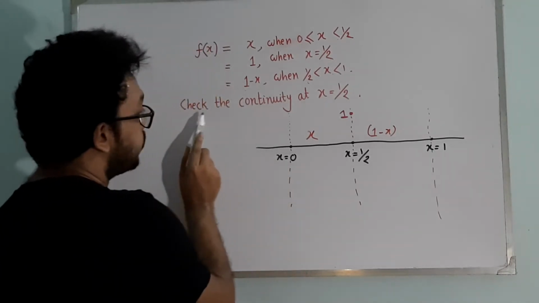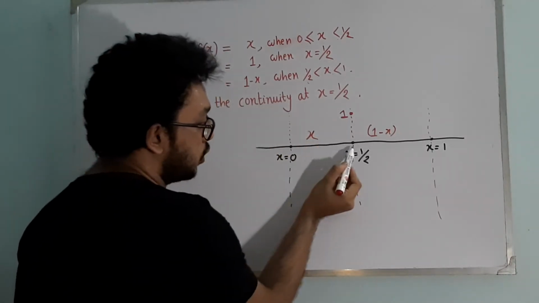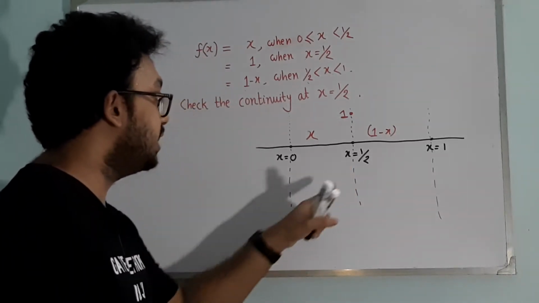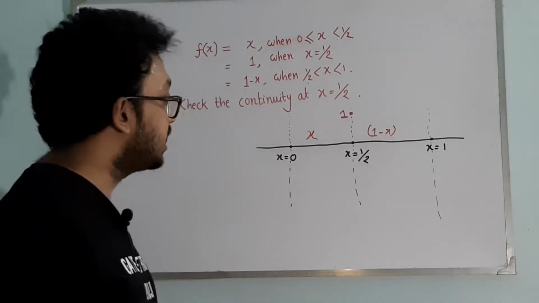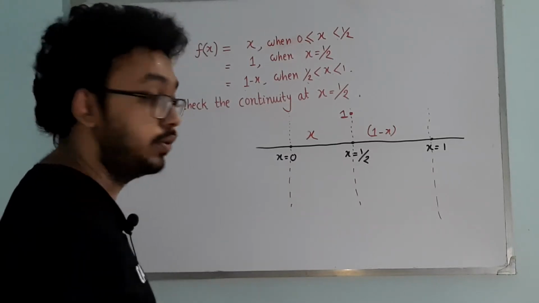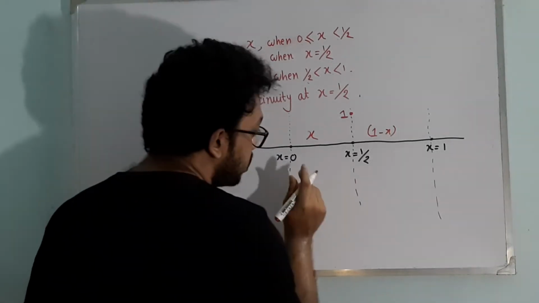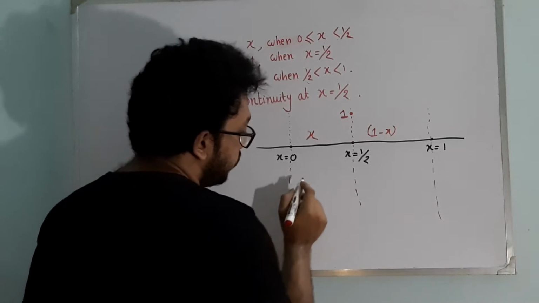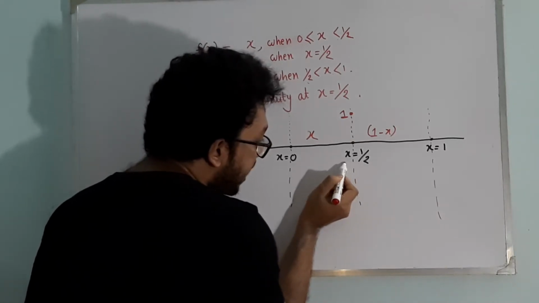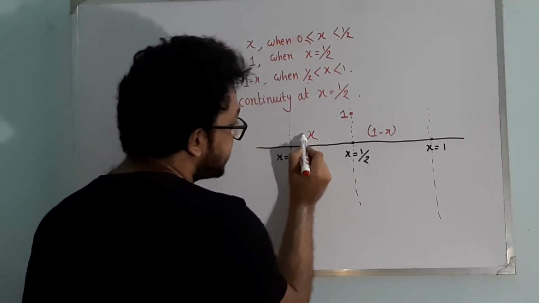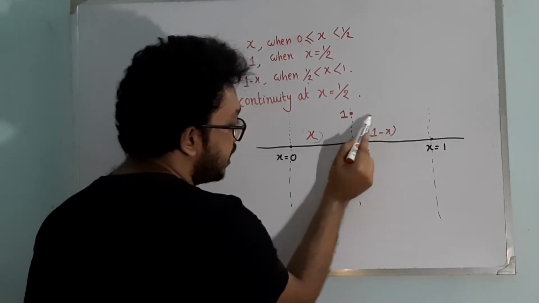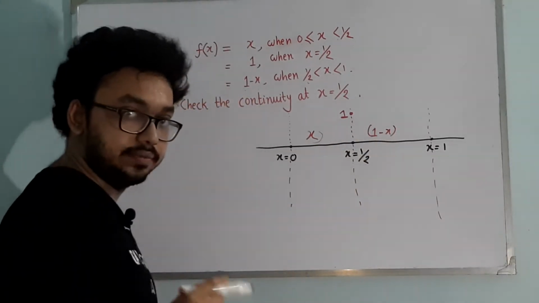So in this case we have to check the continuity at x equal to half. So x equal to half is our point of interest. So we will check the existence of limit at x equal to half. We will also check the value of the function at x equal to half, because x equal to half is our point of interest, right? You observe that just before x equal to half, f(x) is equal to x, and just in the right hand side of x equal to half, f(x) is equal to 1 minus x, right?